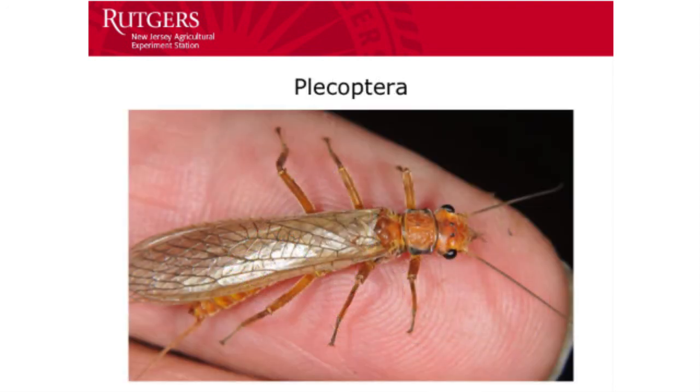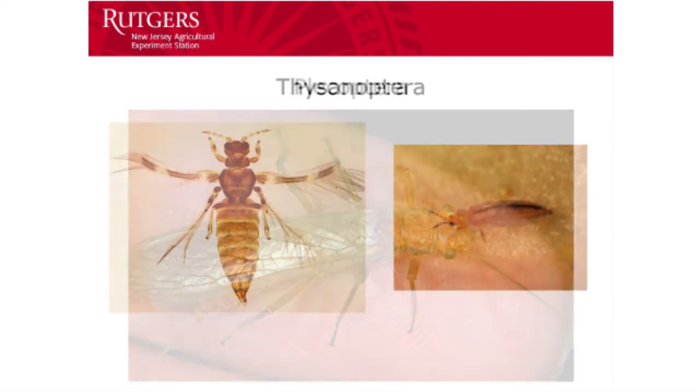Plecoptera, stoneflies, doesn't cause any problems. However, it's another aquatic one that when it comes out, periodically during the year, it's attracted to lights, and there could be hundreds of them. Again, people get concerned because they don't know what it is.